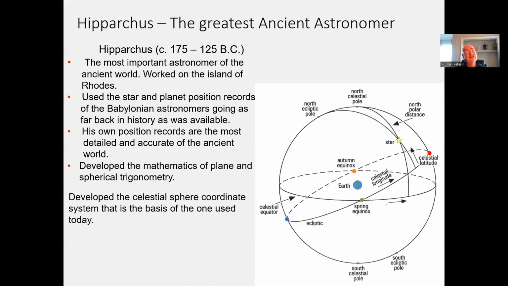He also invented the first modern coordinate system. How do you identify places in the sky? He basically used the idea of longitude and latitude coming from Eratosthenes. He has the equator of the Earth thrown out to the stars, thrown out to the celestial sphere. So this is the celestial equator.